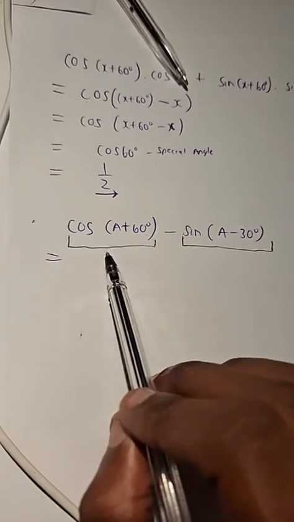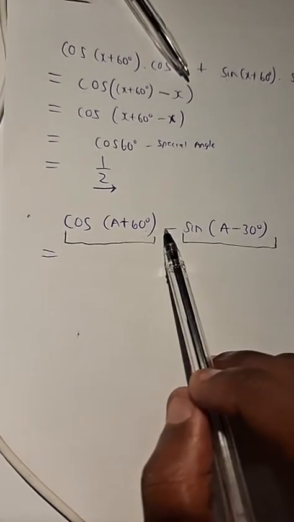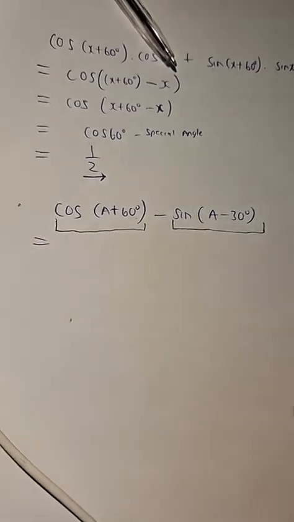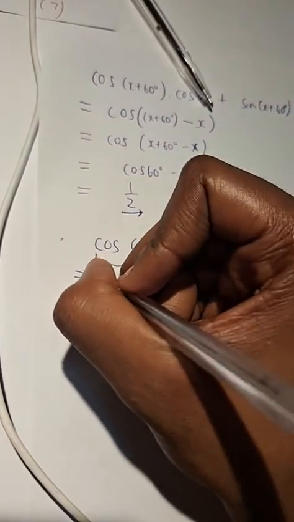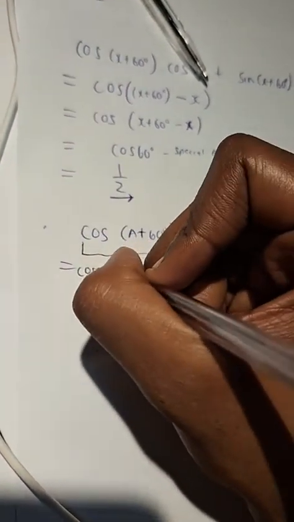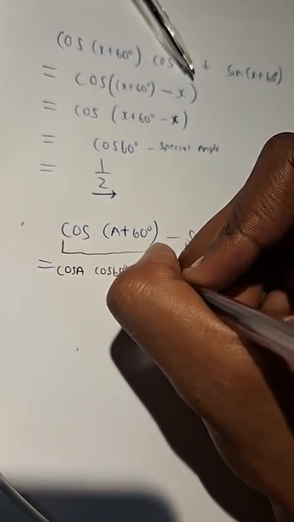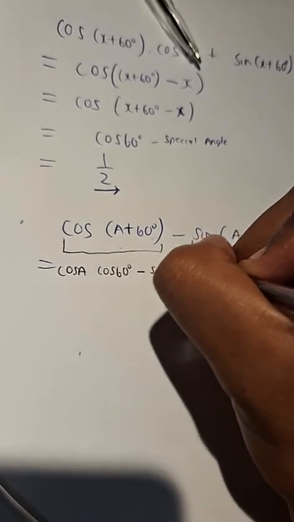So we can expand this and expand that. Take note of the negative sign. It separates these two terms. So let's expand the first one. This is cos A cos 60, change of sign, minus sine A sine of 60.